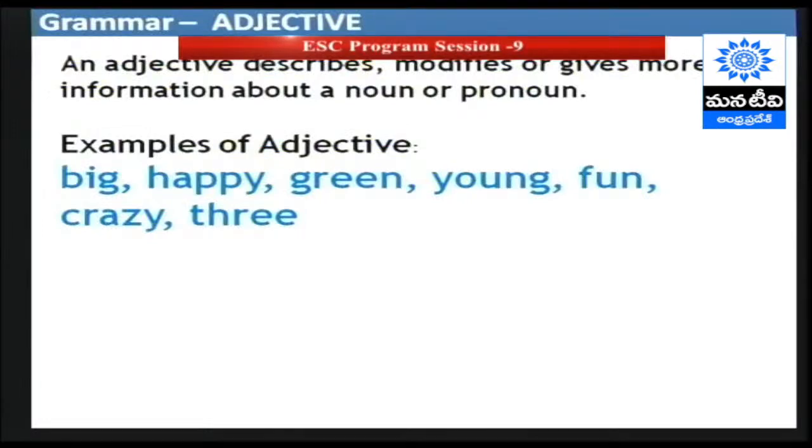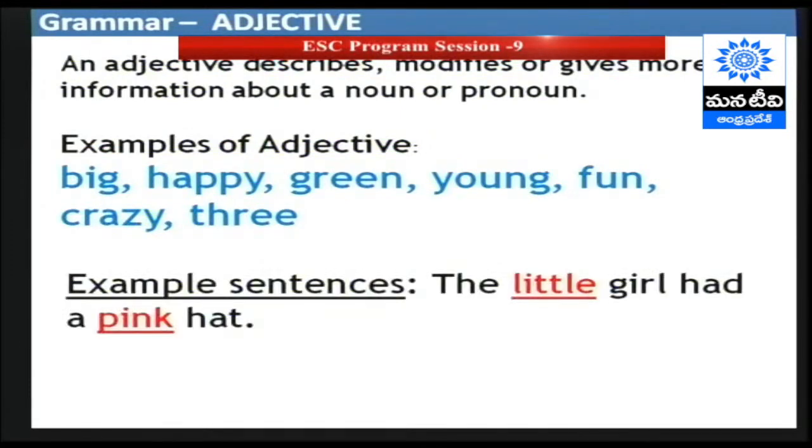Now, every noun, when it gets qualified, when I'm adding a quality or a type to a noun, that is basically adjective as a part of speech. So, an adjective describes, modifies, or gives more information about a noun or pronoun as well, because pronoun is a substitute for noun. Examples: big, happy, green, young, fun, crazy, all these are adjectives. For example, the little girl had a pink hat.